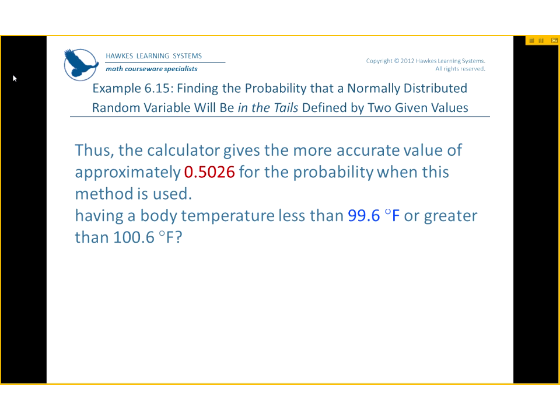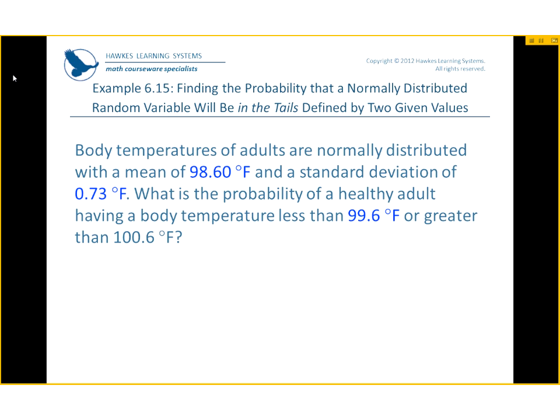Right. So we'll be in the tails now. Body temperatures of adults are normally distributed with a mean of 98.6 and a standard deviation of 0.73. What is the probability of a healthy adult having a body temperature less than 99.6 or greater than 100.6?